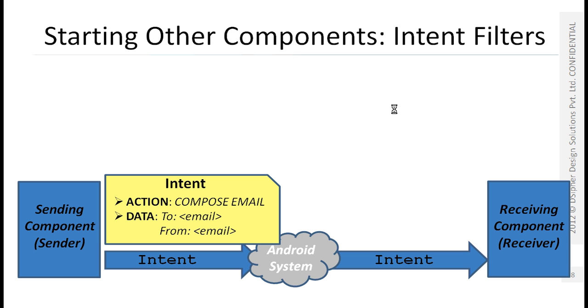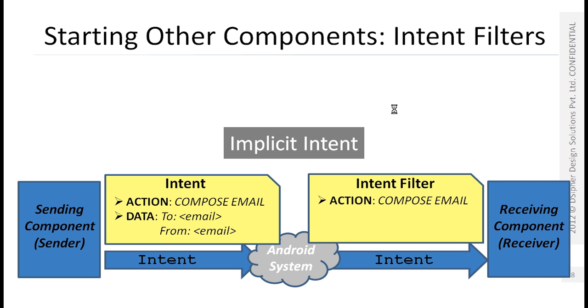Alright, so intent is a mechanism to launch other applications. As I told you, there are two types of intent: implicit and explicit. In implicit intent, you do not specify any component name, while in explicit intent we specify the component name, meaning which component we are going to launch or enable. For implicit intent, the Android system identifies the compatible applications installed in your Android system.